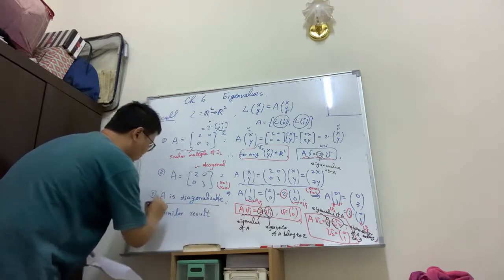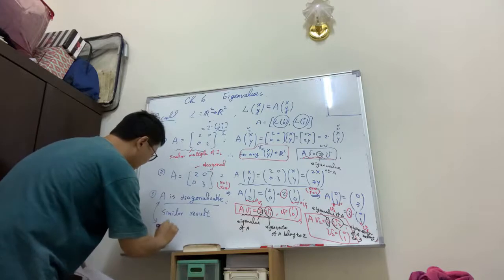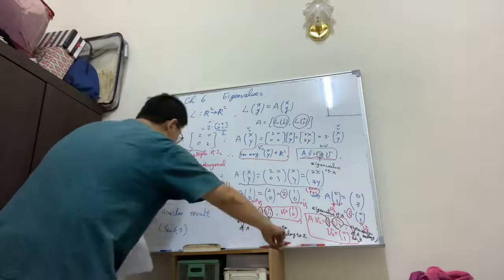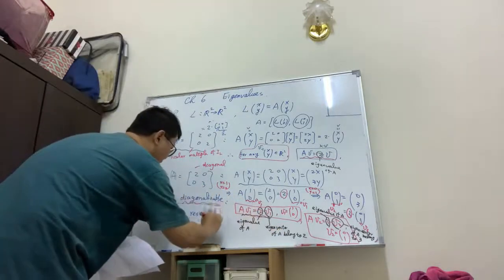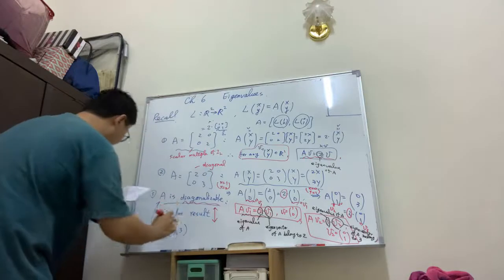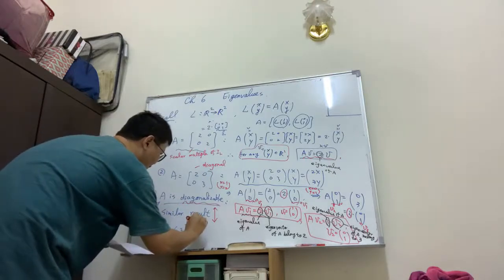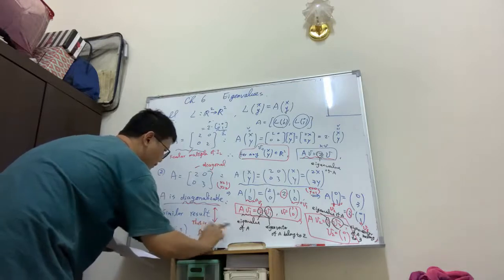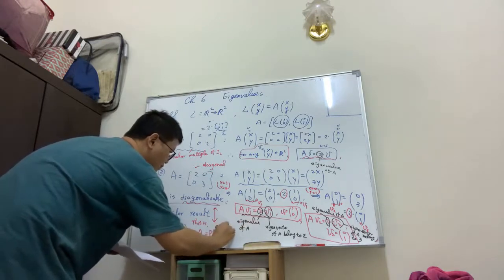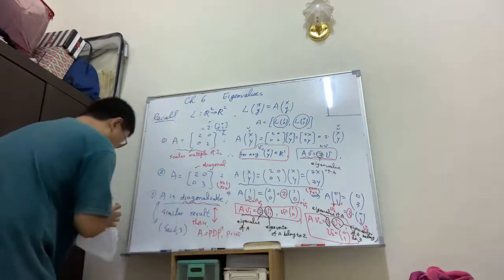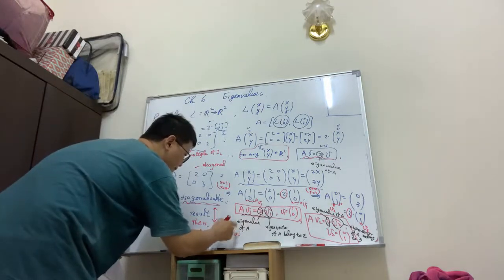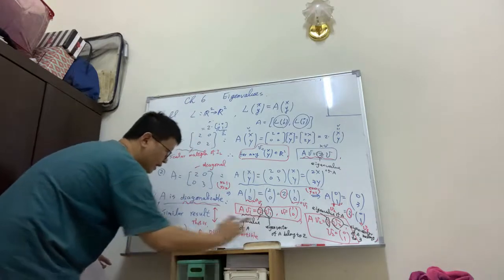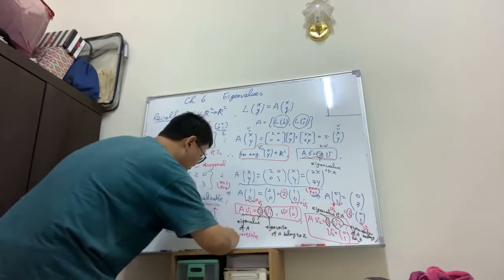And of course I will tell you what it means. It's a result in section 6.3. I will tell you the details, but here I can tell you diagonalizable means that A equals P D P inverse, where P is some invertible matrix and D is some diagonal matrix.